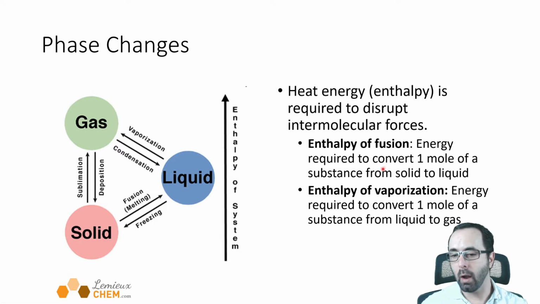The energy required to convert 1 mole of a substance from a solid to a liquid is called the enthalpy of fusion, or fusion, the other name for melting. And then the energy required to convert 1 mole of a substance from liquid to gas is called the enthalpy of vaporization. Your textbook does some calculations with enthalpy of fusion and enthalpy of vaporization. I'm not going to go into too much detail on those calculations. I do expect you to be familiar with this terminology, though.